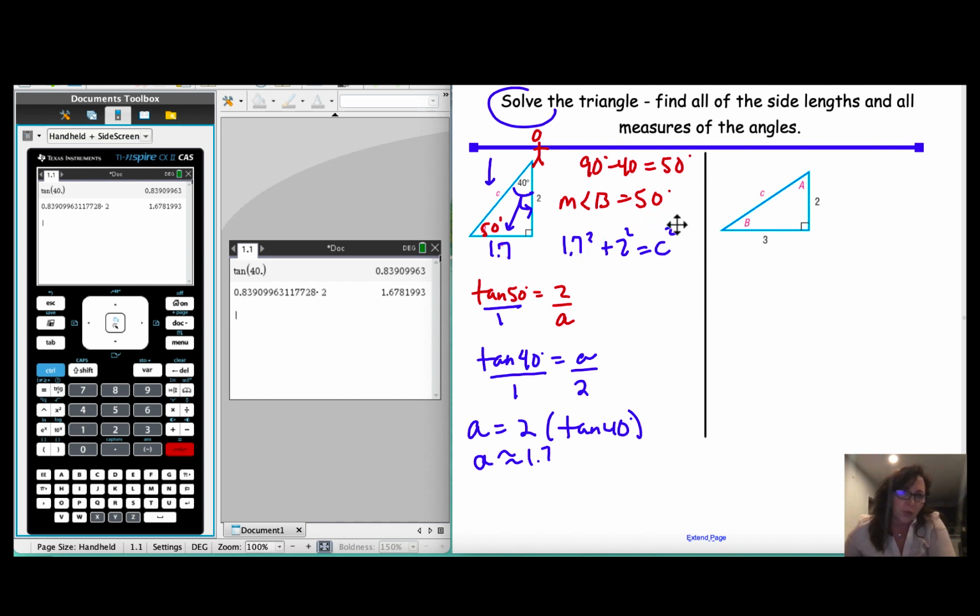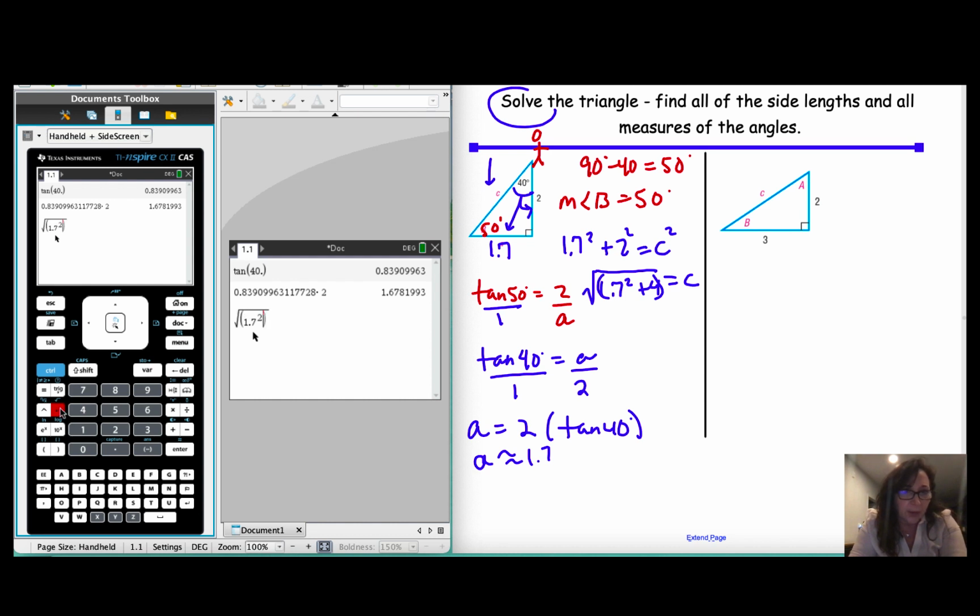And so in order to isolate the c, or to solve for c, I need to square root both sides. And so c is going to equal the square root of whatever 1.7 squared is plus 2 squared, which we know is 4. And so we're going to do that first. So we're going to go over here, and we're going to say control second, which is going to give me a square root sign. I'm going to use parentheses because I want to say 1.7 quantity squared.